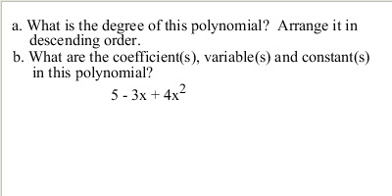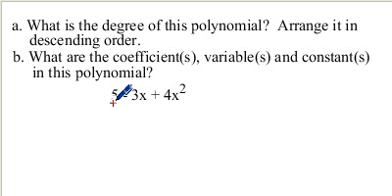What is the degree of this polynomial? Arrange it in descending order. And what are the coefficients, variables, and constants in this polynomial? Now this polynomial has three terms: 5 minus 3x plus 4x squared. And the term with the greatest exponent determines the degree of the polynomial.